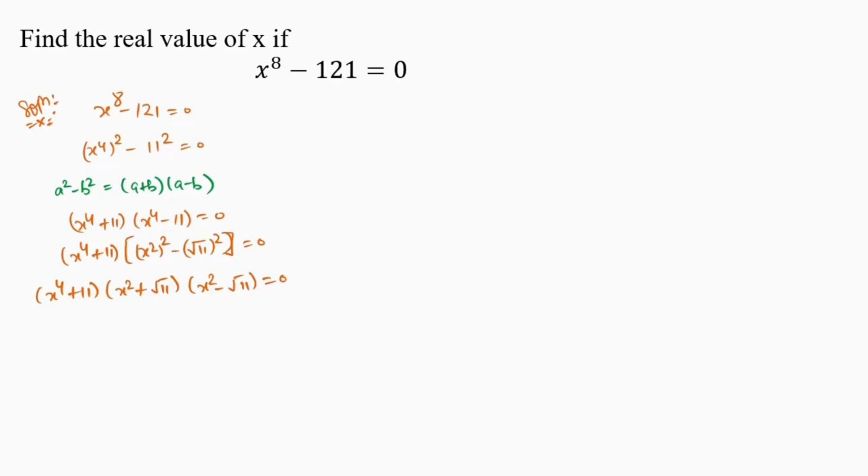From here we get three equations: x raised to power 4 plus 11 equals 0, x square plus root 11 equals 0, and x square minus root 11 equals 0. From the first equation, we get x raised to power 4 equals minus 11, and from here we get imaginary values of x which we do not have to calculate. So in this case, no real value of x is possible.